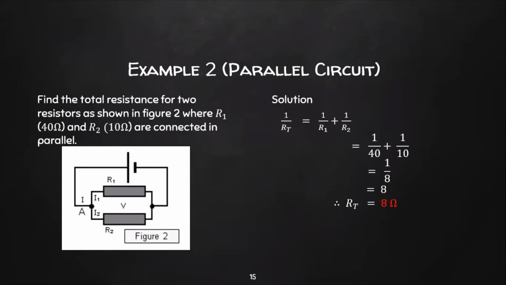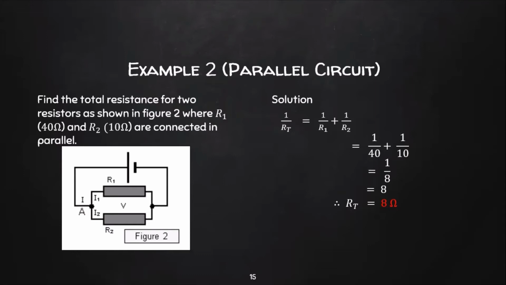So our R1 is 40 ohms and our R2 is 10 ohms. We just need to insert the values in the formula, which will give us 1 over RT equals 1 over R1 plus 1 over R2. Our R1 is 40, so it will be 1 over 40. And our R2 is 10, so it will be 1 over 10. So 1 over 40 plus 1 over 10 gives 1 over RT equals 1 over 8.